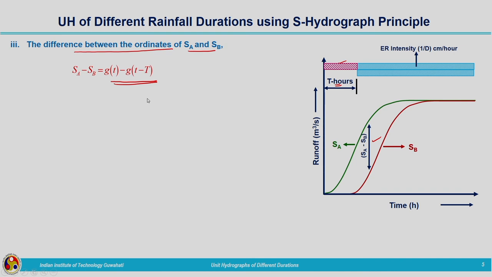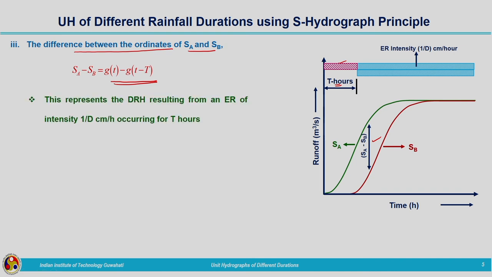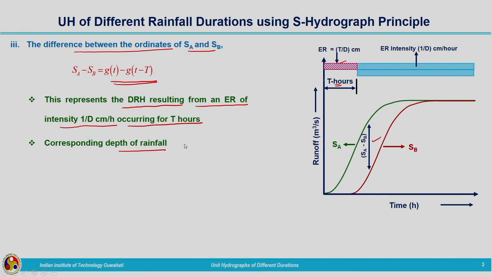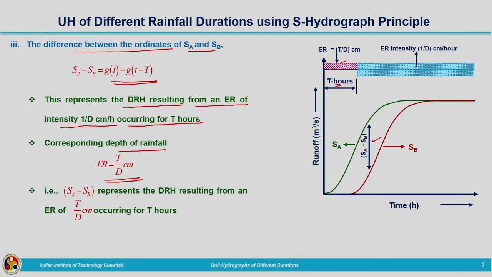So, what we can conclude here, this SA minus SB is representing the direct runoff hydrograph resulting from an effective rainfall of intensity 1 by D centimeters per hour occurring for T hours. So, the corresponding depth of rainfall will be 1 by D multiplied by T, that is T by D centimeters. Effective rainfall is T by D centimeters. That is, SA minus SB is representing the direct runoff hydrograph resulting from an effective rainfall of T by D centimeters occurring for T hours.